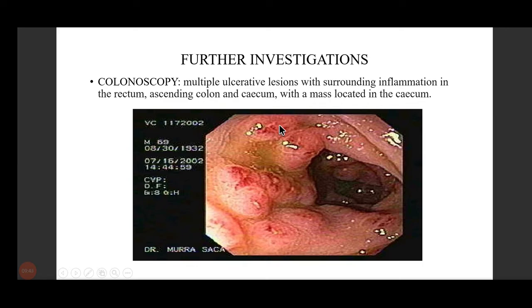Okay, then we did further investigations, and on colonoscopy we found multiple ulcerative lesions with surrounding inflammation in the rectum, ascending colon, and cecum, with a mass located in the cecum. Okay, multiple ulcerative lesions. Just keep that in mind. Okay, with a mass located in the cecum.